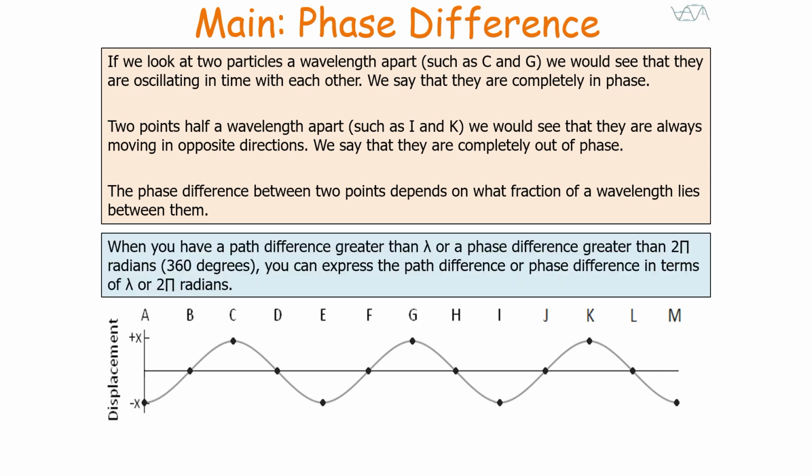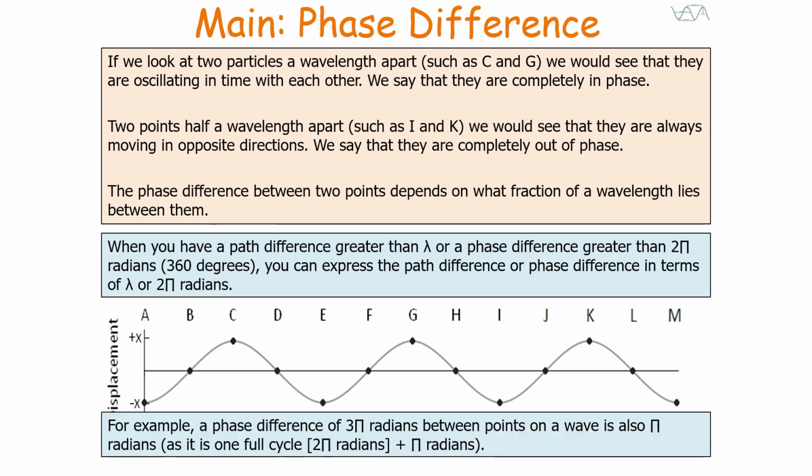So like we said, when you have a path difference of greater than lambda, or a phase difference greater than 2 pi radians, which is 360 degrees, you can express your path difference or phase difference in terms of just lambda or 2 pi radians. So for example, a phase difference of 3 pi radians between two points on a wave is also pi radians, because it's one full cycle, 2 pi radians, plus an additional pi radians.